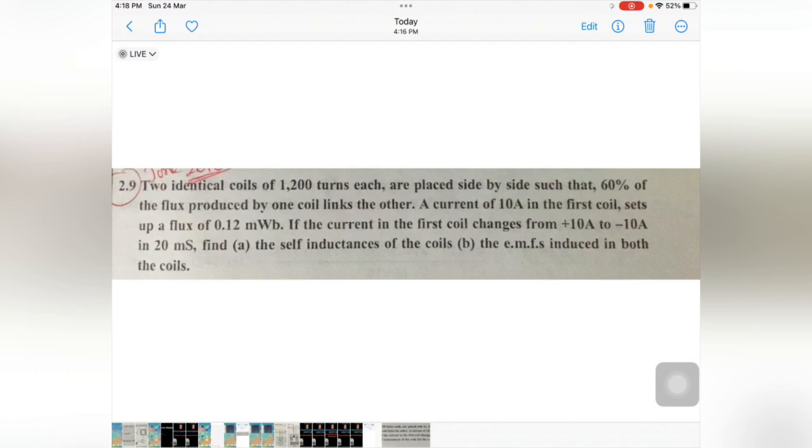In this class, we are going to discuss problems on self and mutual inductance concept. Last class we discussed what self and mutual inductance are. Today we can discuss problems on self as well as mutual inductance. Let us consider the problem.